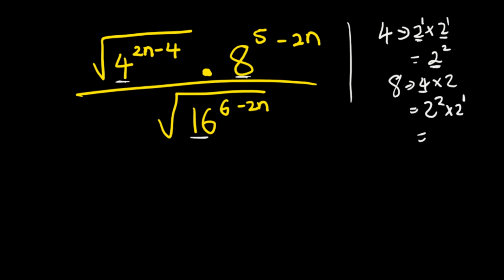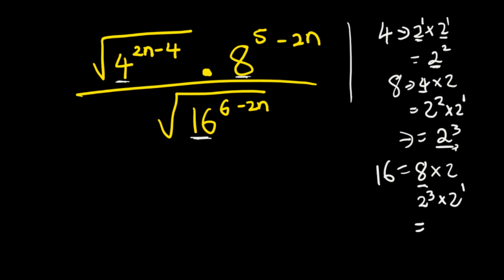And then same base, you add exponents, so it's 2 to the power of 3. And then for 16, 16 is formed by 8 times 2. We just said 8 is 2 to the power of 3, right? So it's multiplied by 2 to the power of 1. And therefore it's 2 to the power of 4, right? So please substitute that in your expression.